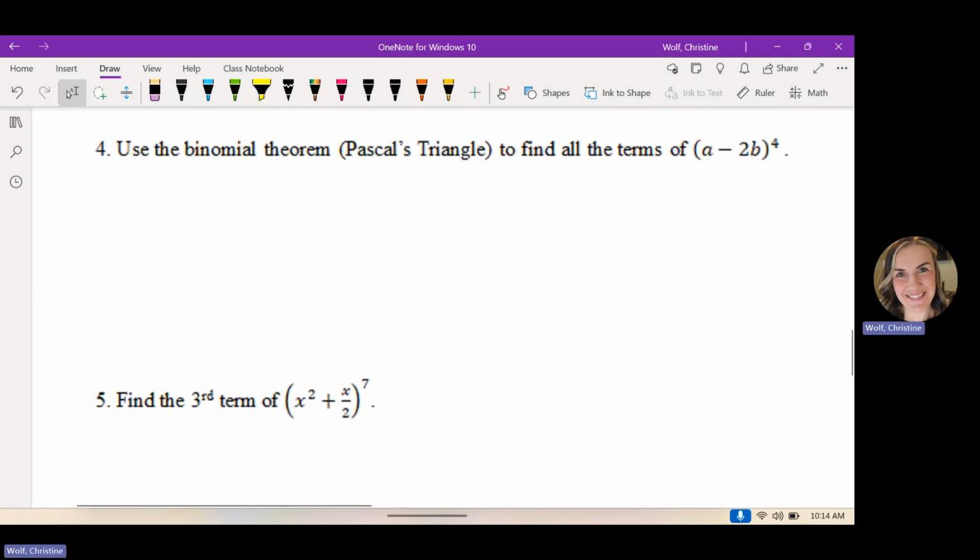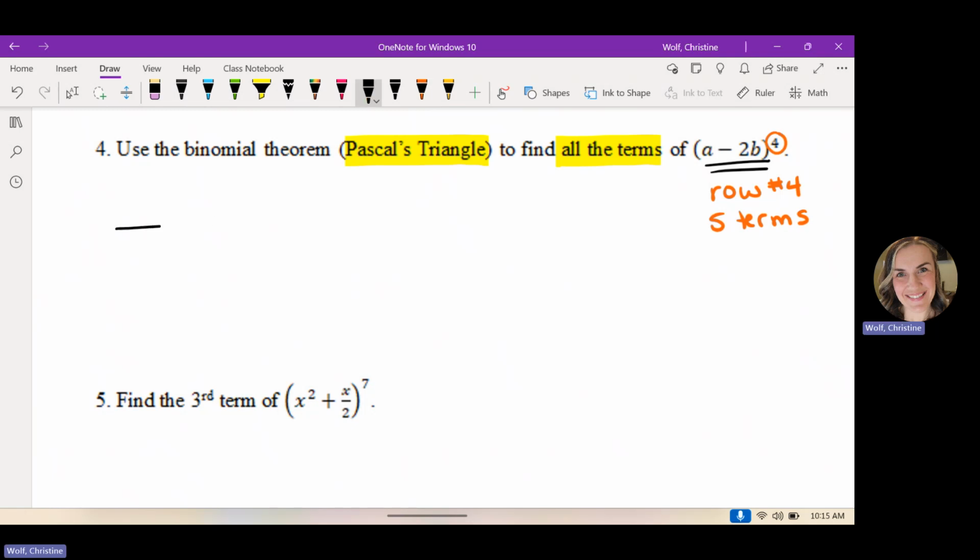So this time we're going to find every single term, but don't worry, we don't actually have to do any foiling. We just rely on Pascal's triangle. So when I ask you to use the binomial theorem or Pascal's triangle to find all the terms, we rely on Pascal's triangle because we know that if the exponent is 4, we're looking at row 4 of Pascal's triangle. Row 4 should have 5 terms, 1 more than the exponent.